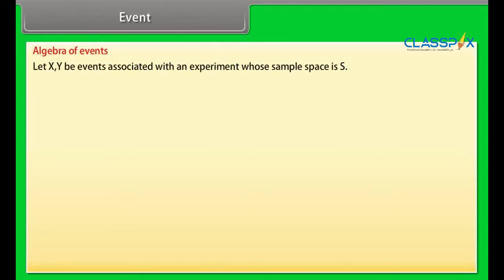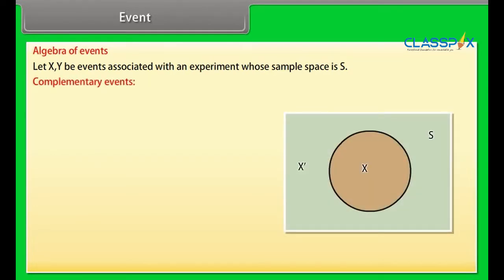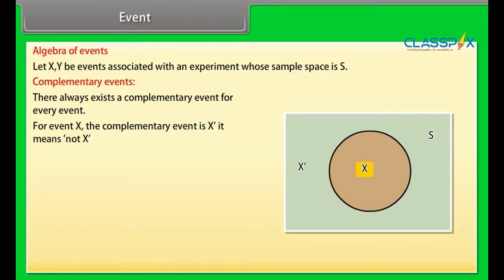Algebra of events. Let X, Y be events associated with an experiment whose sample space is S. Complementary events. There always exists a complementary event for every event. For event X, the complementary event is X dash. It means not X. To understand it, let's take an example. The sample space of tossing of 2 coins is S is equal to {HT, TH, HH, TT}.